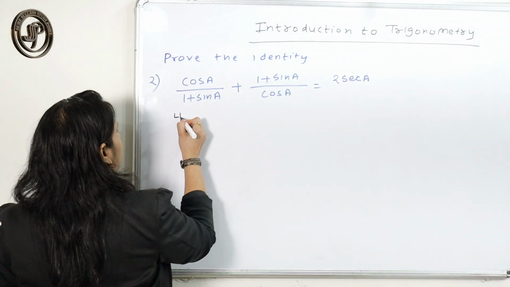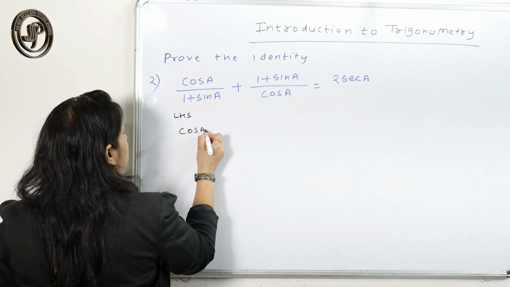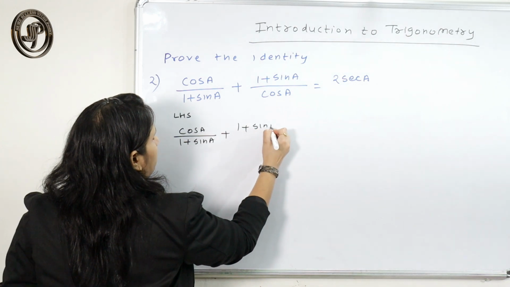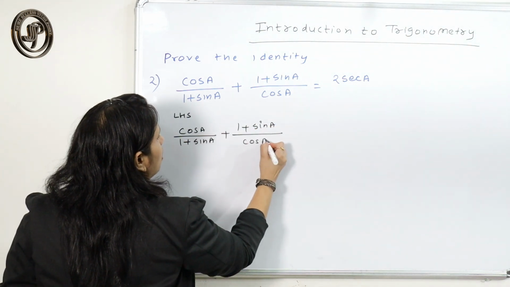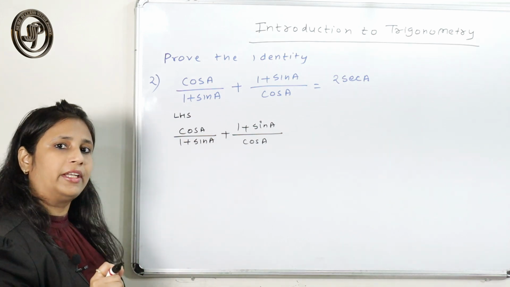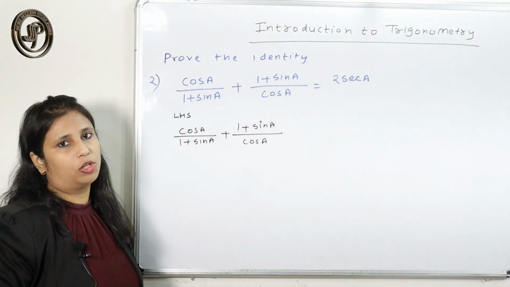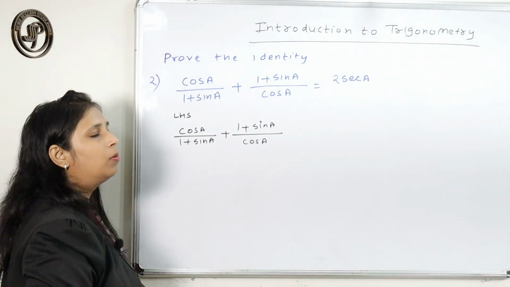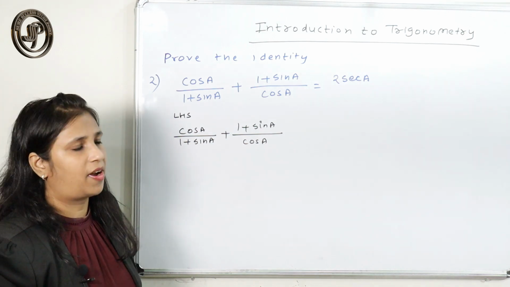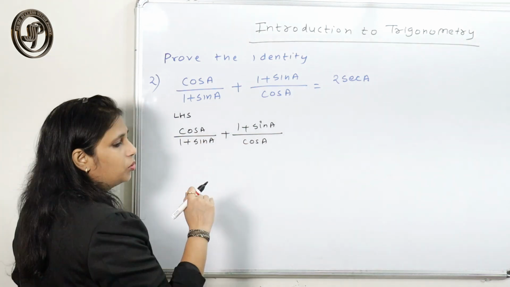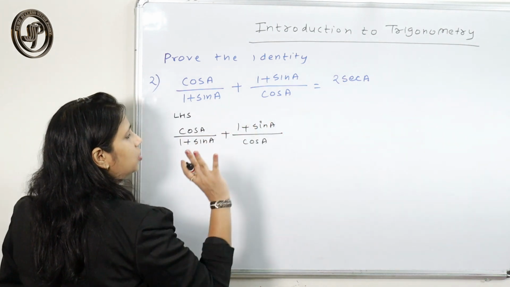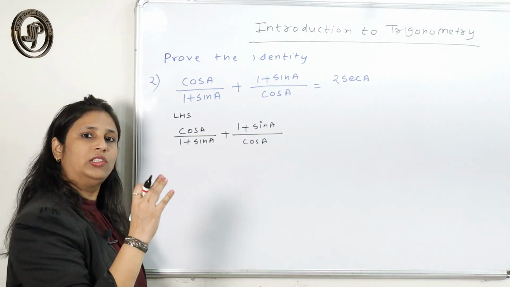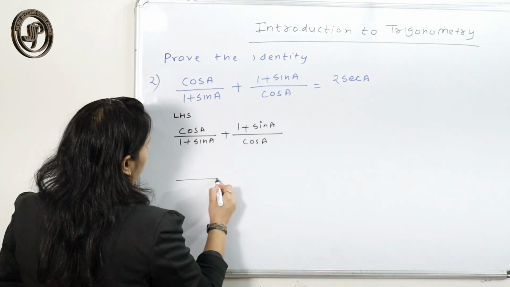So first we take the LHS. What steps have I given you to follow? Step number 1: convert all the trigonometric ratios into either sine or cos form. But this is already in terms of sine and cos form. Then the second step is to simplify. So I am not going to change it further, because the question is already in sine cos form. If the question is not in sine cos form, then first convert it into sine cos form.